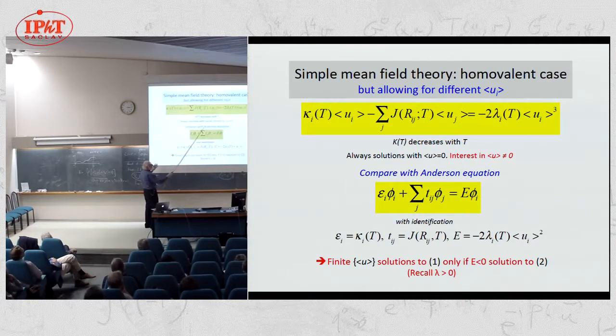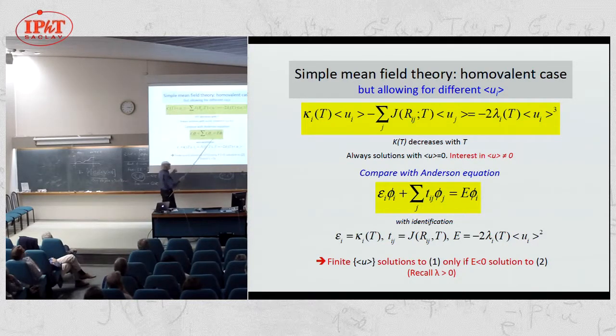Now, there are always solutions with u equals 0, but the interest is in ones which are not 0. If you compare it with the classic Anderson equation here, and identify the coefficients, then you would identify E with minus lambda times U squared. U squared is always positive. That's a negative sign, that's positive.